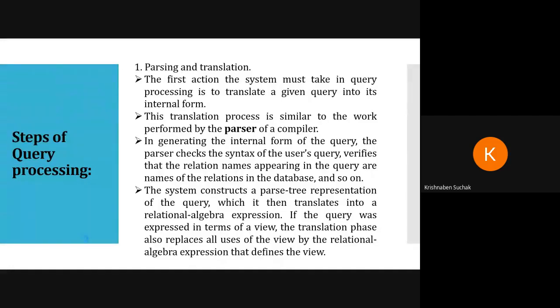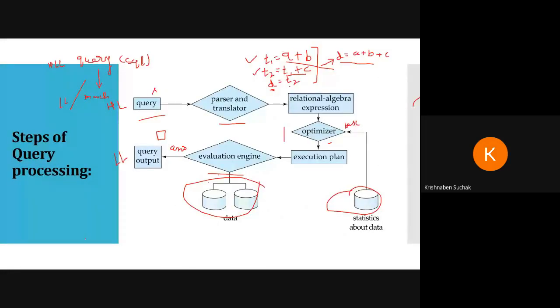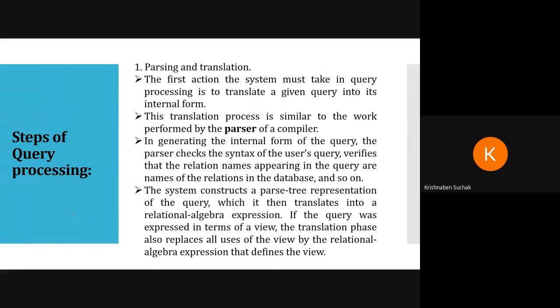Okay, तो यहाँ पे क्या होगा, फिर पार्सर और ट्रांसलेटर क्या करेगा, उसको रिलेशनल अलजेब्रा एक्सप्रेशन पे कन्वर्ट करेगा एक व्यू के हिसाब से. ठीक है, view is similar to table but it is not exactly the table. We are going to study view in this chapter.